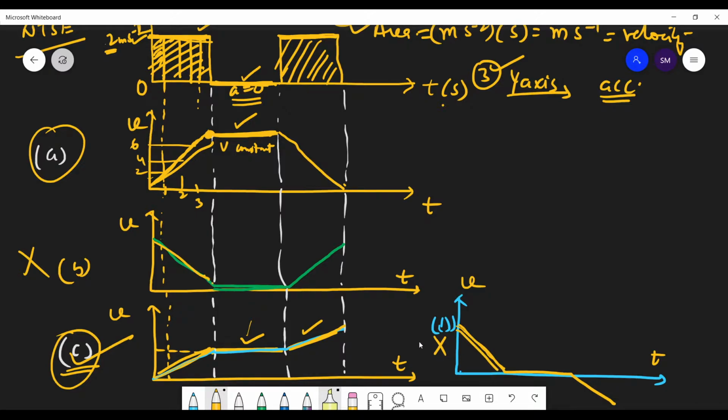So that is why D and B cannot be the options. We are left with A and C. Acceleration is 0, so velocity is constant in both the cases. But in the third case, the body starts with positive acceleration, so velocity will increase. In this case velocity is decreasing, so this cannot be the option. And here the velocity is increasing.